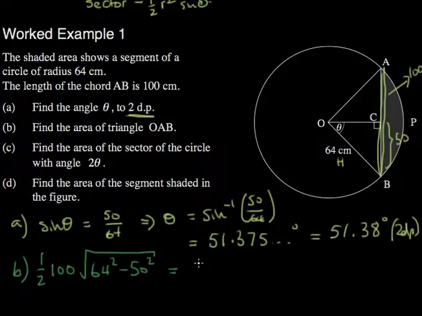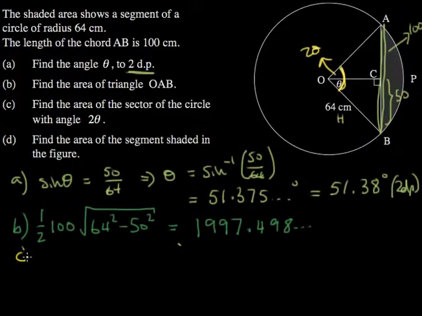And it tells me the area of this is 1997.498 and so on. And in the question it doesn't say 2 decimal places or anything, so I may want to leave that in exact form.